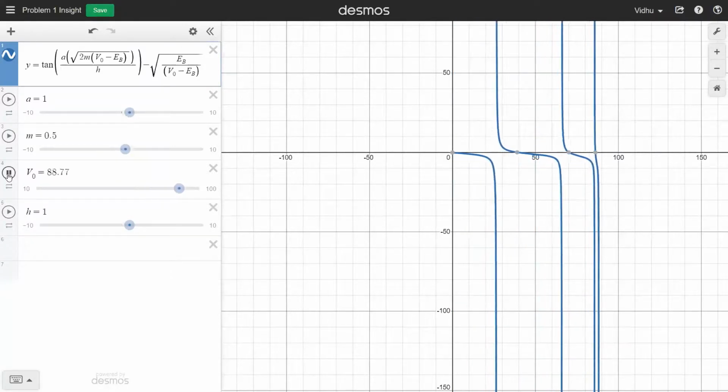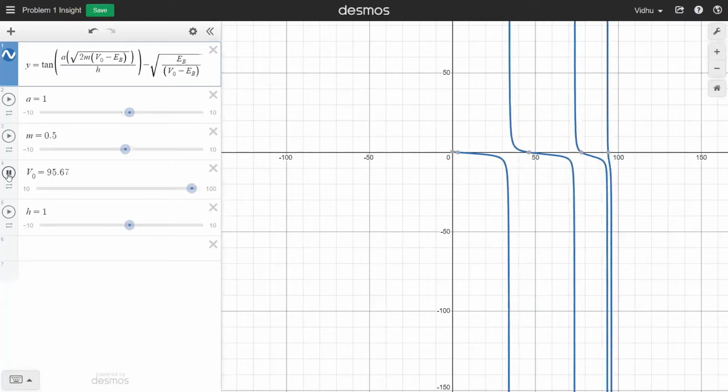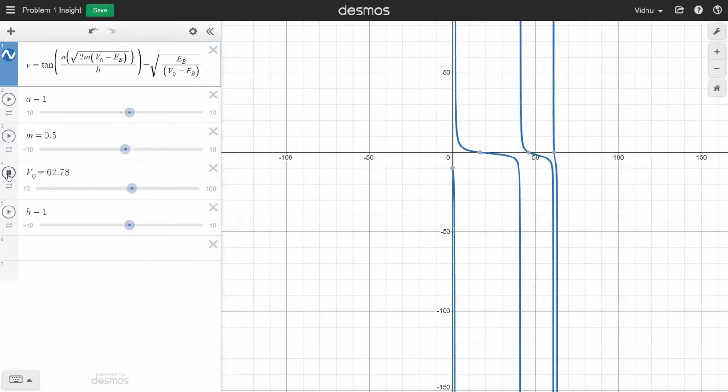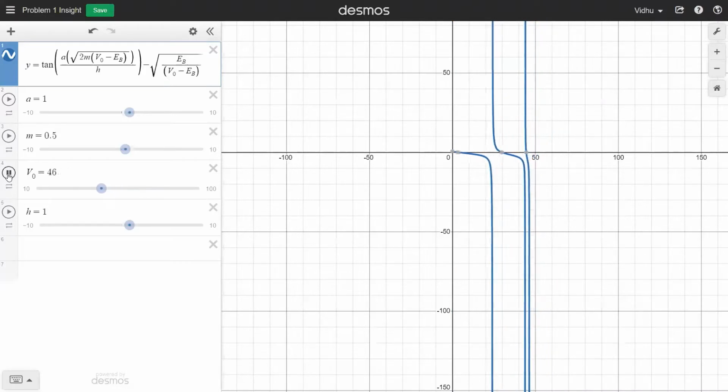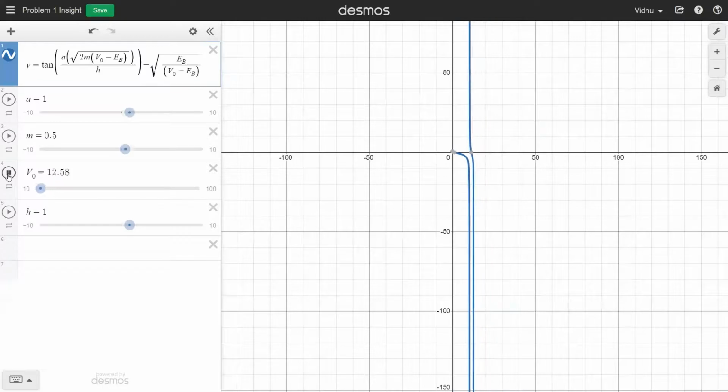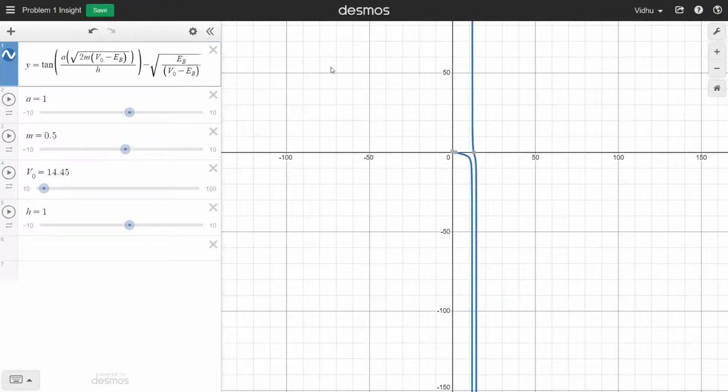Okay, so what do we have? With the increase in your potential, the number of bound states increases. Also, all the energies associated with the bound states increase. Let me stop sharing this and go back to our presentation.